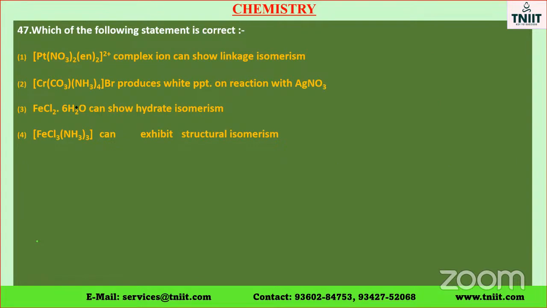The next question, which of the following statements is correct? [Pt(NO3)2(en)2], the complex ion shows linkage isomerism. So in this complex, we have no ambidentate ligand. Since ethylenediamine and NO3 are not ambidentate, it cannot show linkage isomerism. But they say it can show. Therefore, this is a wrong statement, and they're asking us for the wrong statement only. Therefore, the answer is option 1. All the others are fine. Bromine will react with silver nitrate to form a pale yellow precipitate, and this shows hydrate isomerism. This will show structural isomerism. All the other options are right.